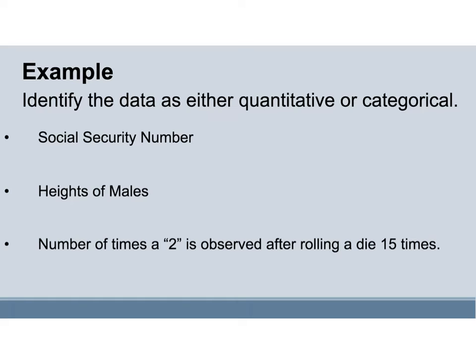Okay, Social Security number, this is another one of those categorical numbers. Heights of males, it's quantitative. And number of times a 2 is observed after rolling a dice 15 times is quantitative. And again, you'll get more practice with those.